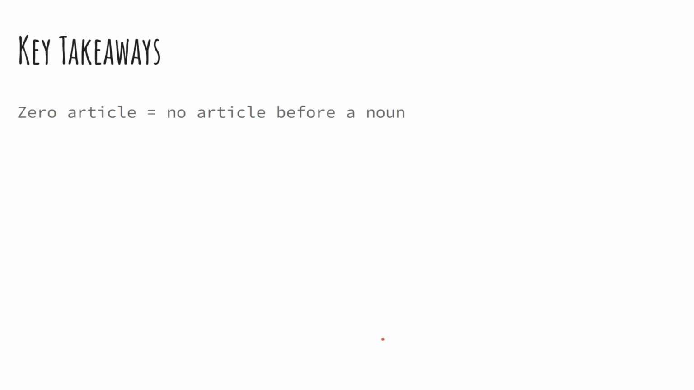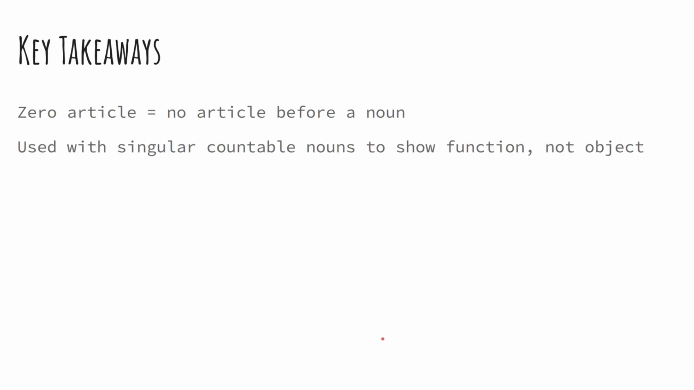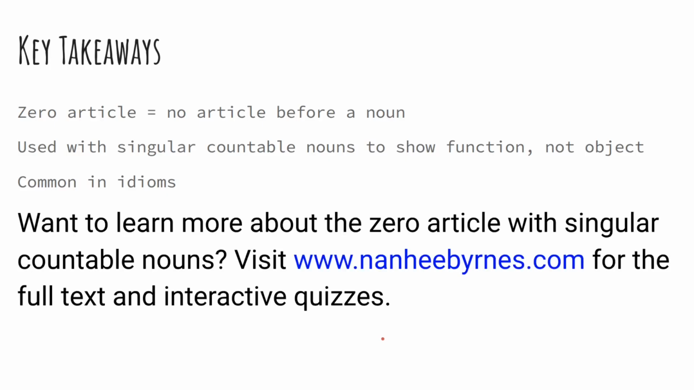So as you've seen, the zero article isn't just a grammar detail. It plays a big role in everyday English. Whether you're talking about school, meals, or routines, using or skipping the article can completely change the meaning. Mastering this helps your English sound more natural and fluent.